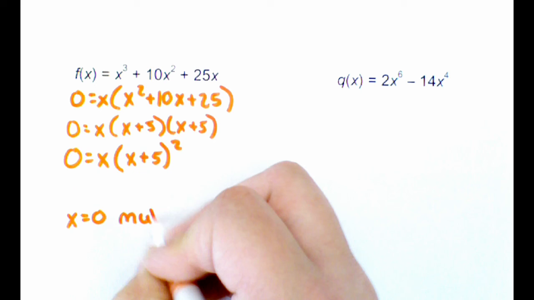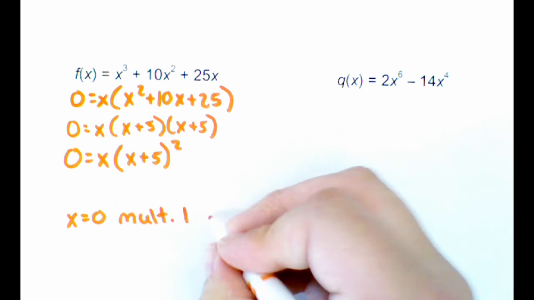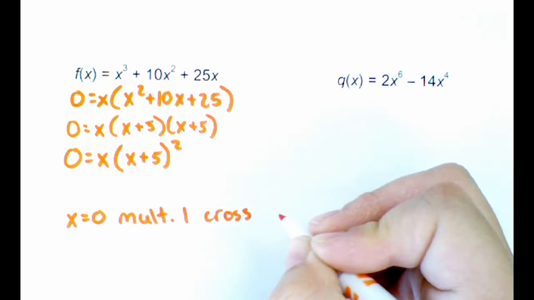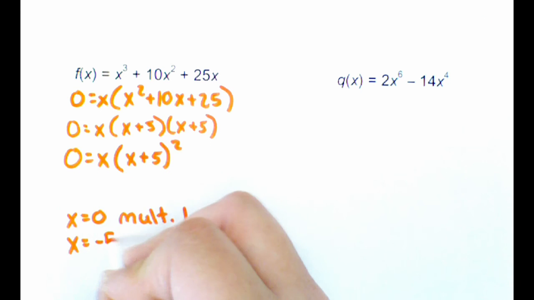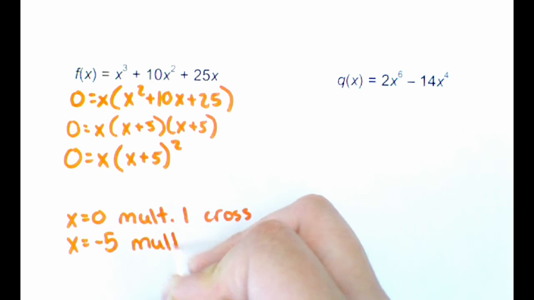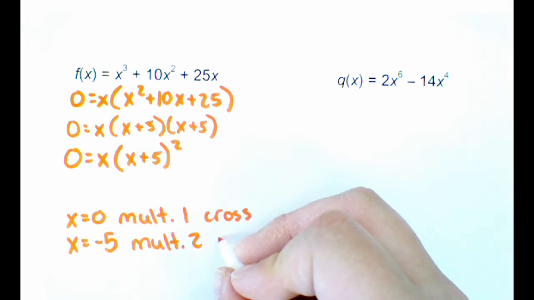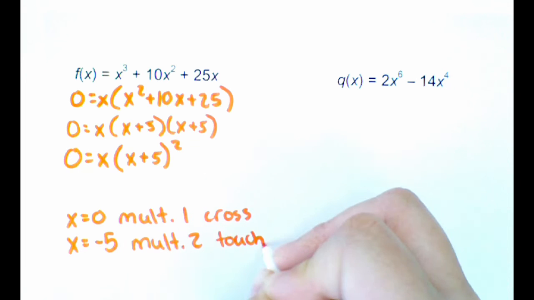It had an exponent of 1, so it's got a multiplicity of 1, which means it is a cross point of my graph. Then I said x plus 5 equal to 0. I get x equals negative 5. It's got a multiplicity of 2, since the 2 is the exponent, which means that is a touch point, not a cross point.